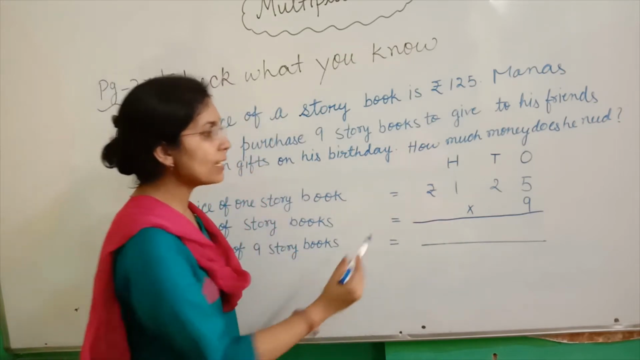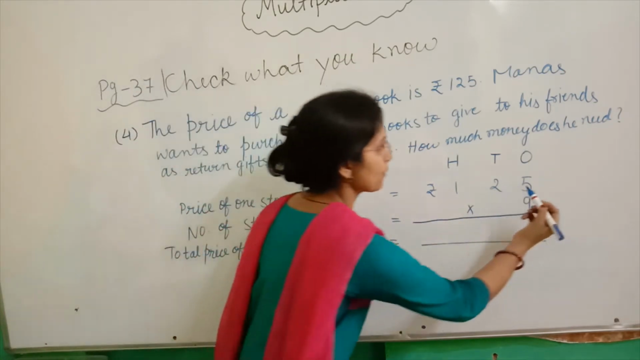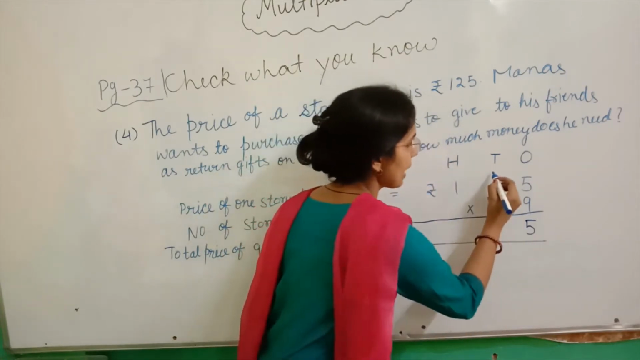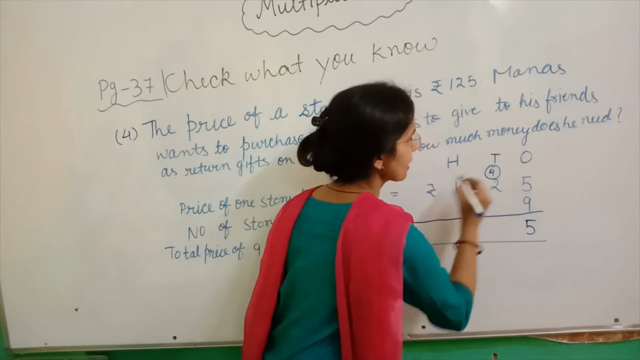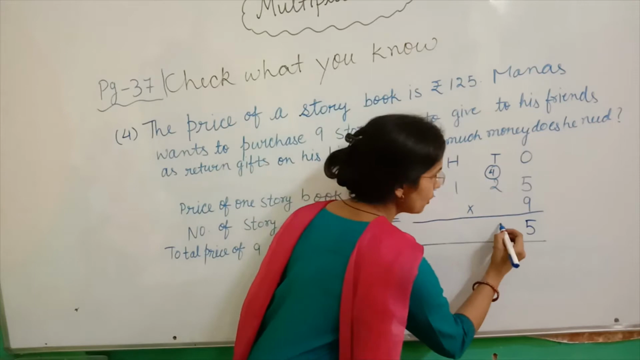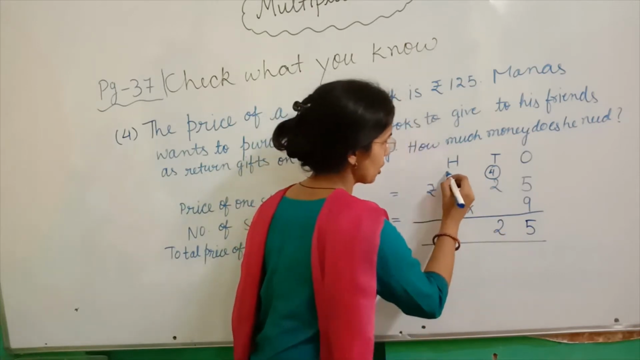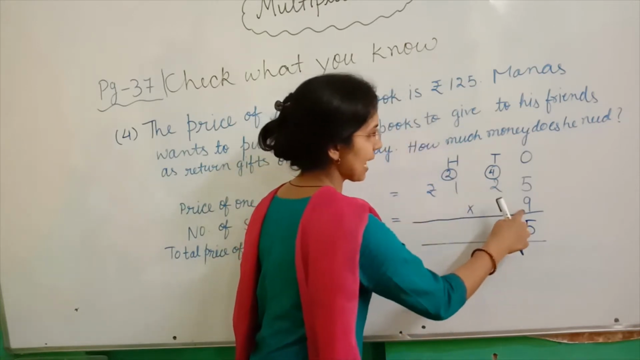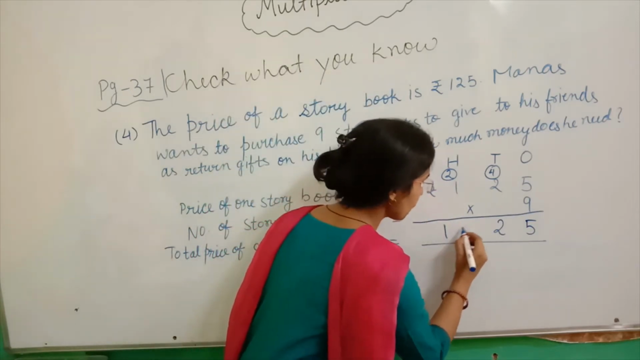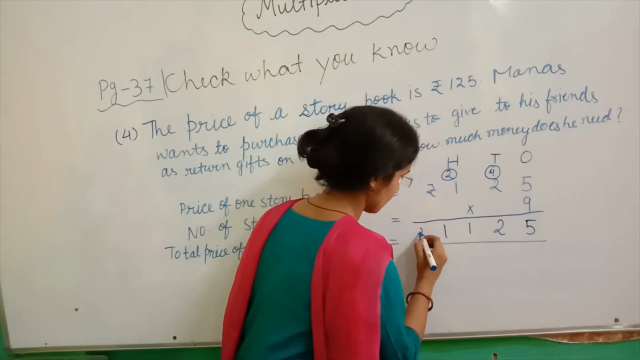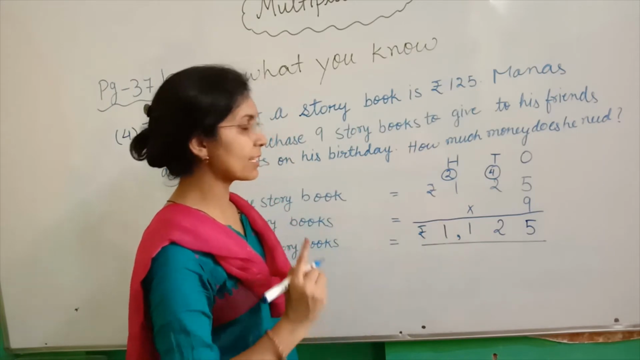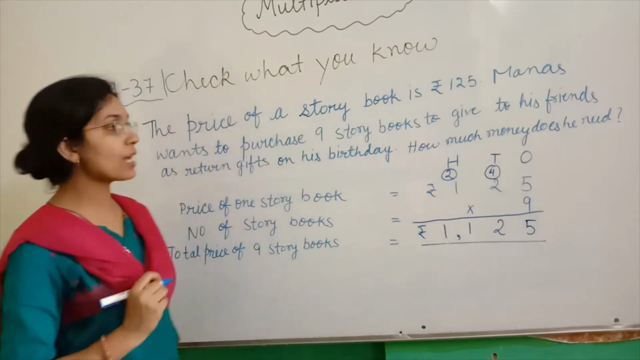Now we will multiply, children. Just see. 5 nines are 45. Again 4 will be carry over. 9 twos are 18. 18 plus 4, 22. Now 2 will be carry over. 9 multiplied by 1 is 9. 9 plus 2, 11. So you will always put a comma over here. And at the end you have to write answer statement.